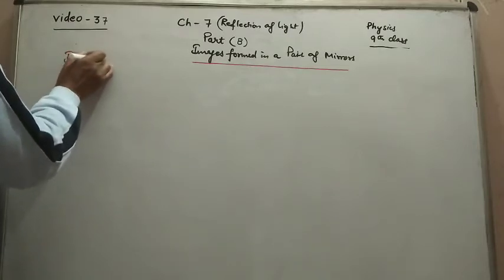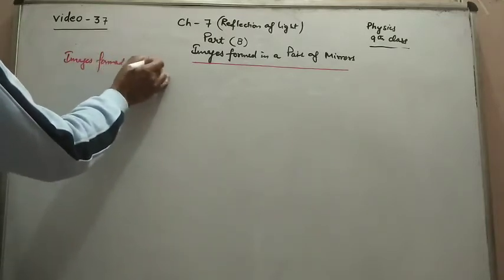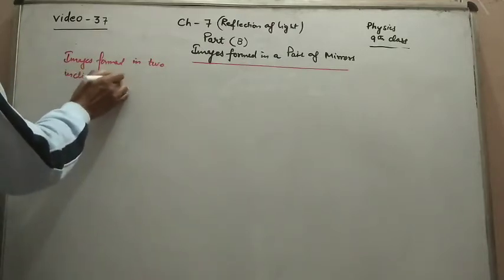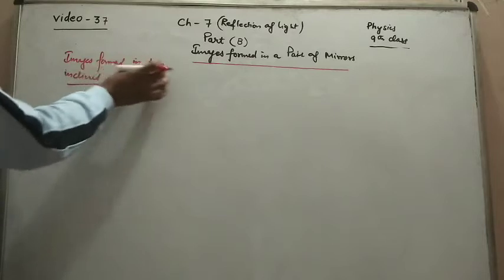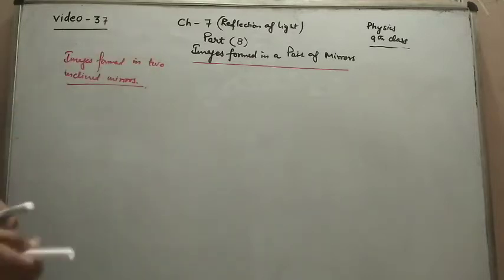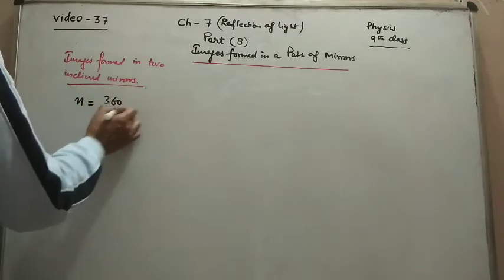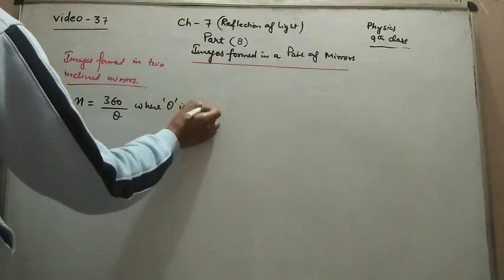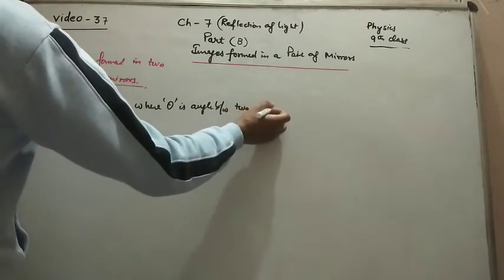Images formed in two inclined mirrors. As you know, two mirrors are present, so definitely the number of images will be more, not one. There is one formula: n is equal to 360 over theta, where theta is the angle between the two inclined mirrors.